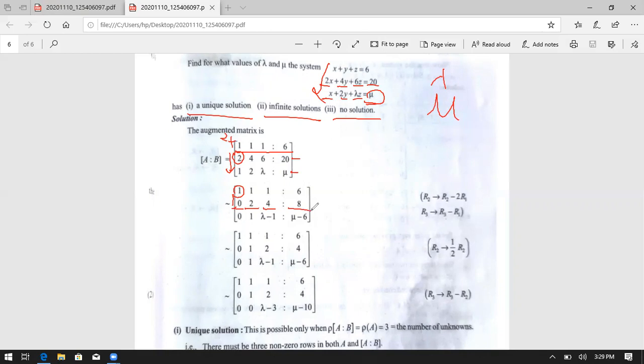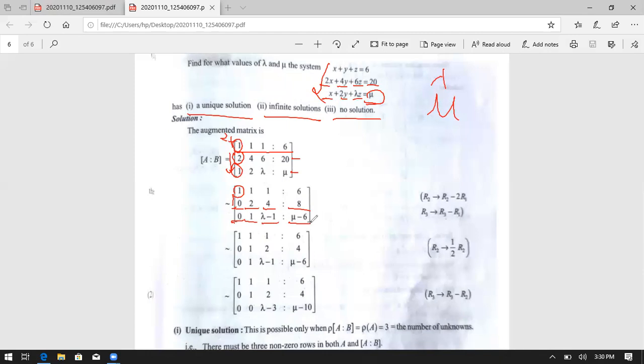Okay, that is R2. Next come to R3. In R3, 1 is there. In R1 also 1 is there. That's why R3 equal to R3 minus R1. 1 minus 1 is 0. Next 2 minus 1 is 1. Next lambda minus 1, you write here lambda minus 1. Next here mu minus 6, I write here mu minus 6. Okay, that is R3 equal to R3 minus R1.